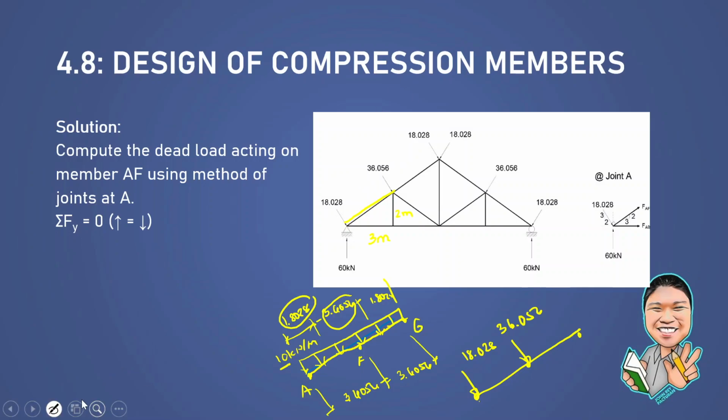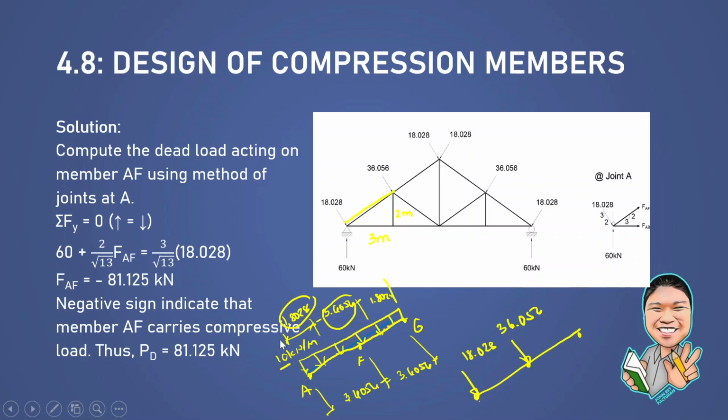Okay, so diniscuss ko lang yung pagtitributary kapag may mga uniform load na given sa trusses. Anyway, gusto natin malaman yung dead load acting at A, summation of vertical forces, considering method of joints at A. So, kung titingnan nyo, itong figure sa gilid, 60 is pataas, yung 18.028 pababa siya. So, 60 plus 2 over the square root of 13 of FAF is equal to 3 over the square root of 13 ng 18.028. Yung FAF natin is equal to negative 81.125.